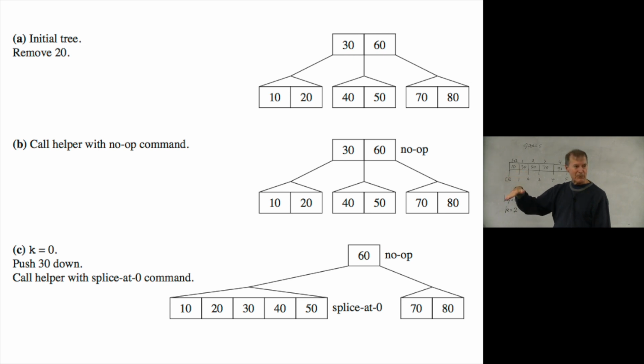Because if you push it down this way, all the criteria of a balanced B tree are maintained. It's ordered. The leaves are all at the same level. Is everybody clear on this? Right? So we push 30 down. We call the helper with the splice at 0 command. Right? And so now what happens?